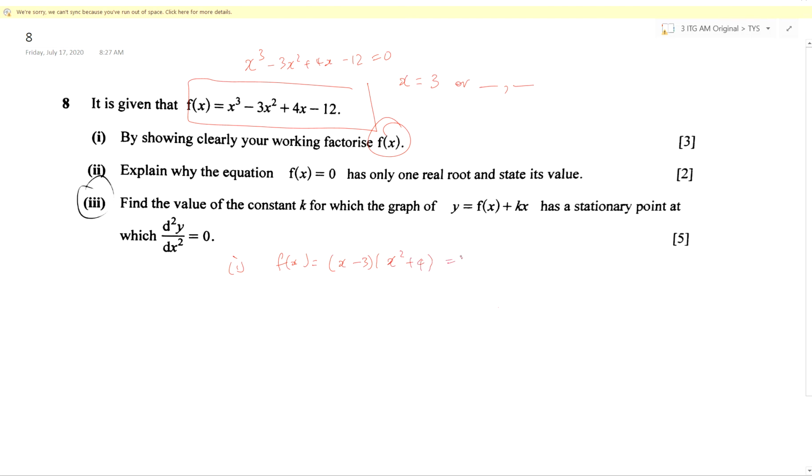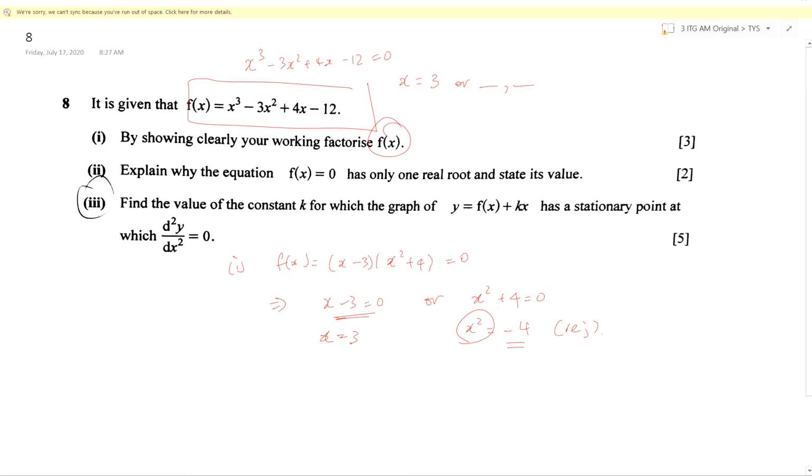So when this is equal to 0, x minus 3 equals 0, or x squared plus 4 equals 0, which means that x squared has to be equal to -4. Now in our syllabus, this will be rejected because we are unable to find real numbers that when squared give us a negative value. So therefore there is only one real root. The value is x equals 3.